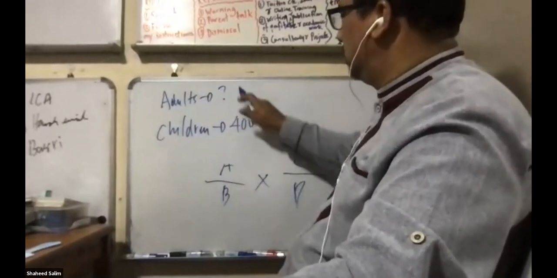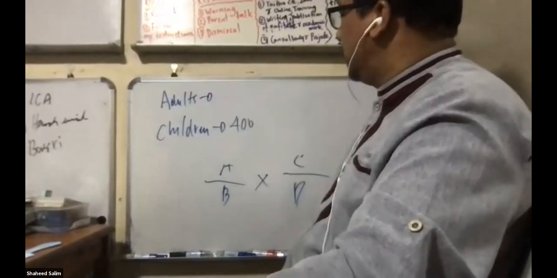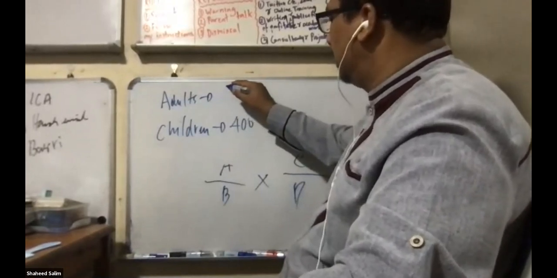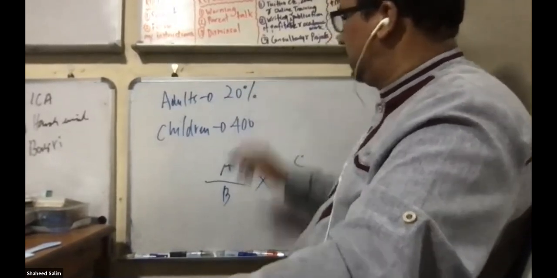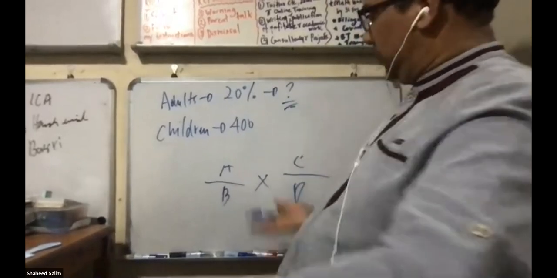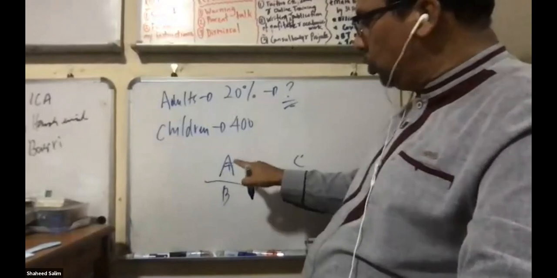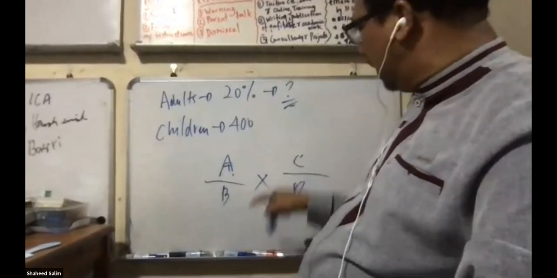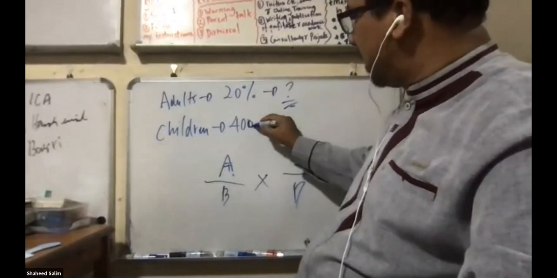Adults, they tell you there's 20%. They want to know how many adults there are. Fill in the blanks. What you want to know, you put here. What you know and the percentage, you link here. You can find this. Come on, you can find this.